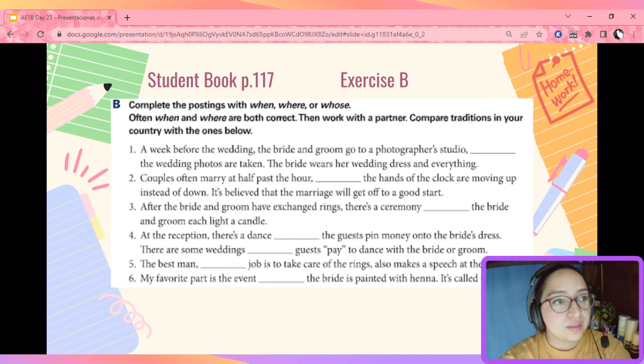Excellent. So, let's go to student book page 117. Exercise B. Here, you're going to complete the sentences using the correct relative pronoun. When, where, or whose. Let's do the first one. A week before the wedding, the bride and groom go to a photographer's studio where the wedding photos are taken. The bride wears her wedding dress and everything. We're talking about the studio, right? A location, so we're using where. Pause the video and work on the rest, please.